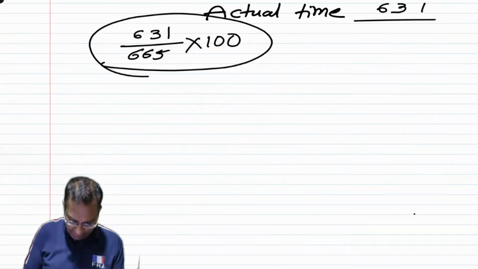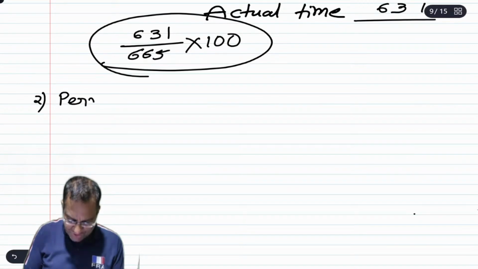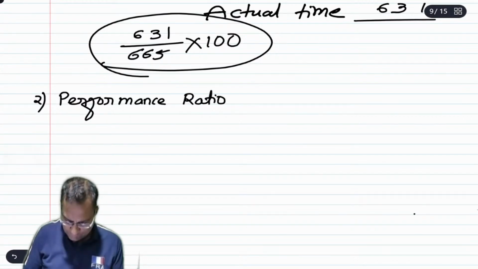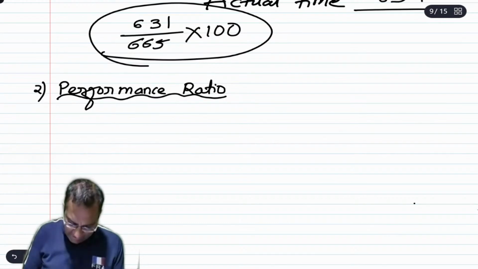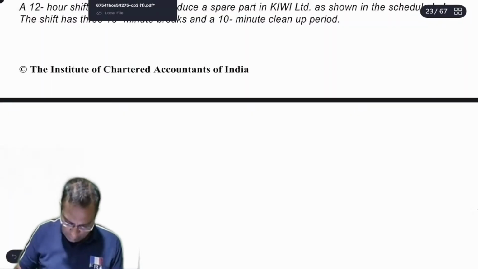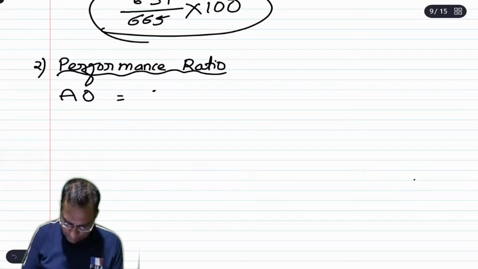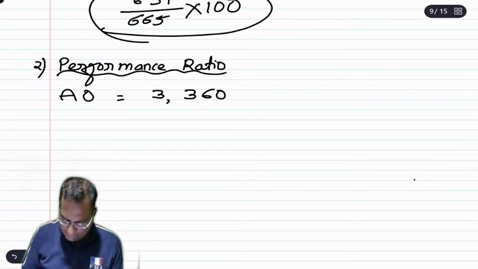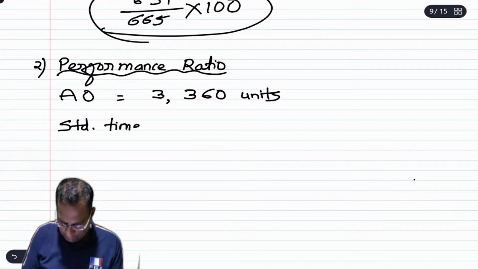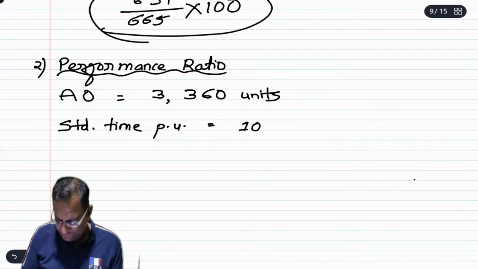चलिए अपन आगे चलिए, second point. Now performance ratio. What is the actual output? Actual output is 3360 units. Standard time per unit is 10 seconds.